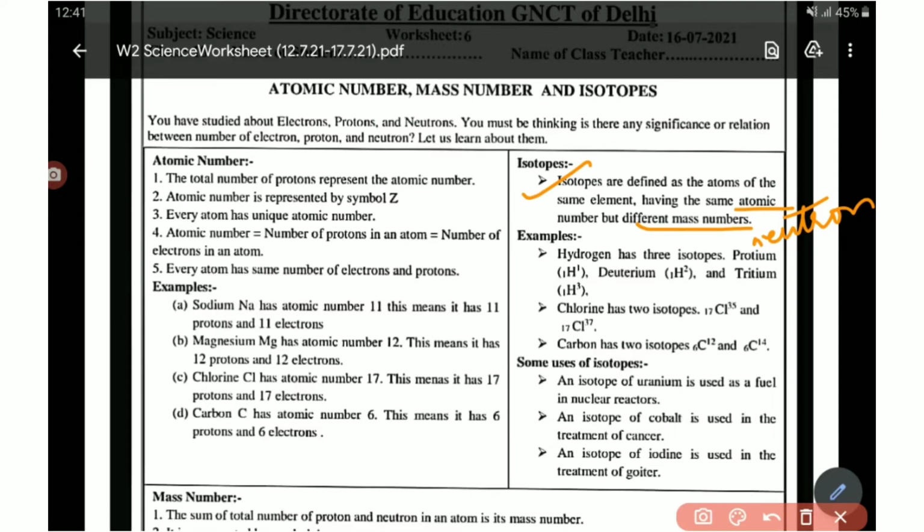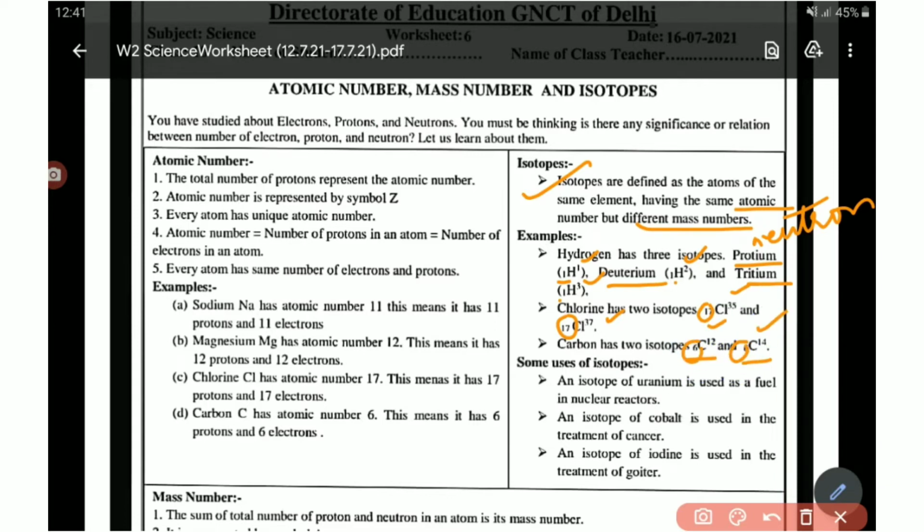Hydrogen has 3 isotopes, protium, deuterium and tritium. Okay, so you can see in the subscript 1, 1 and 1. That means atomic number is same but mass number is different. For protium, mass number is 1. For deuterium, mass number is 2. For tritium, mass number is 3. Chlorine has 2 isotopes, chlorine 35 and chlorine 37. This is how we say it. Okay, so see, atomic number is same for both of them, but where is the difference? In the mass number. Carbon has 2 isotopes, carbon 12 and carbon 14. So atomic number is same, mass number is different.